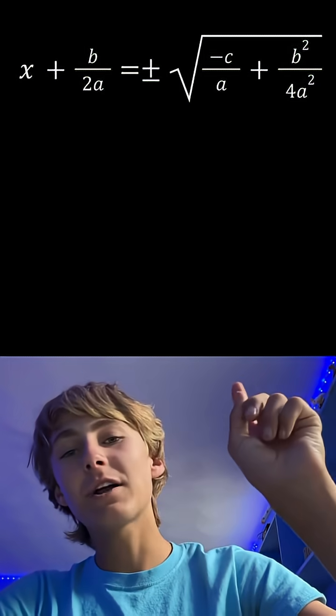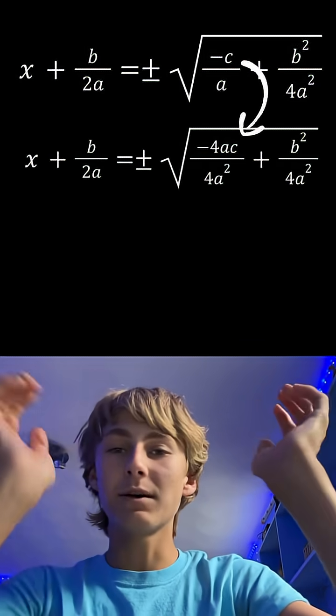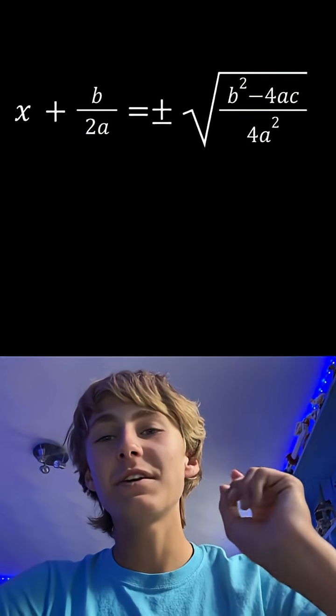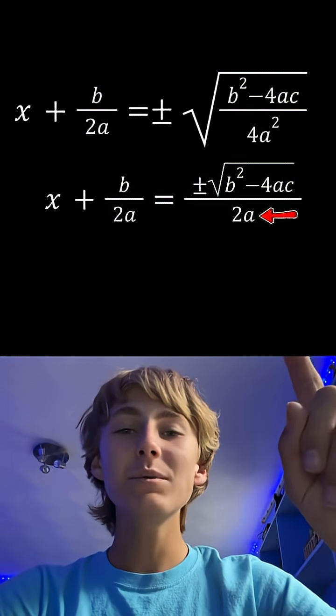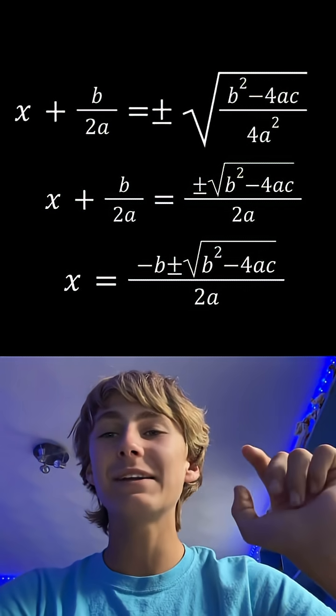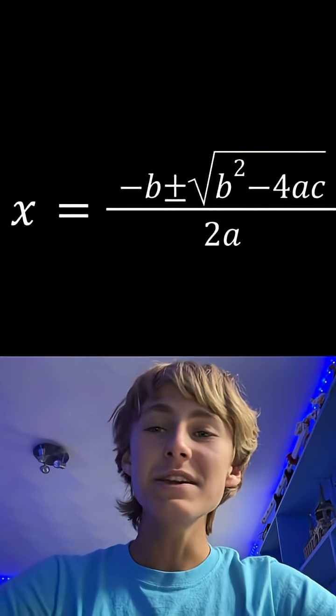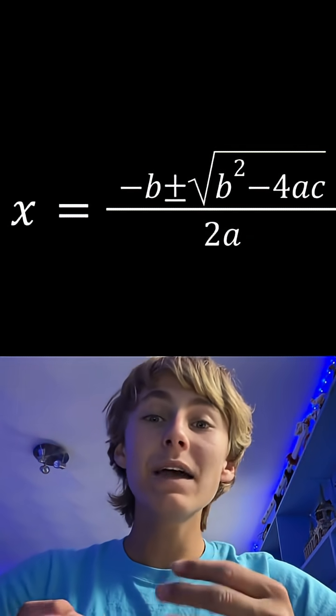Now we'll just manipulate the constant term under the radical so we can combine both fractions. We can also simplify the denominator of the radical to 2a, and then we subtract b over 2a from each side to finally isolate x completely. And what you'll see is now that we've isolated x, we get the quadratic formula.